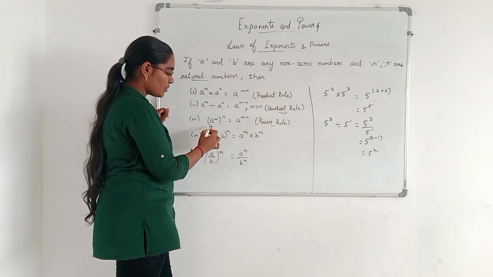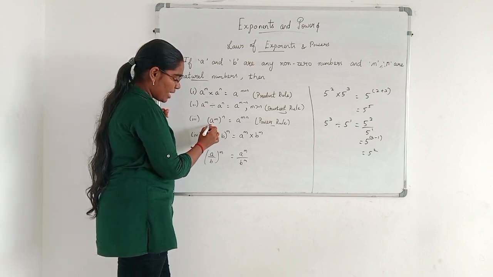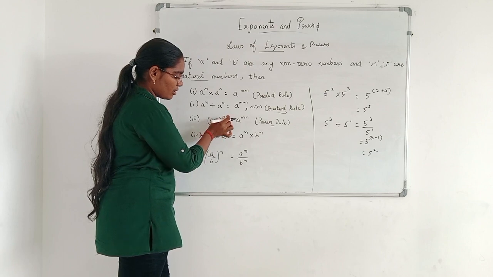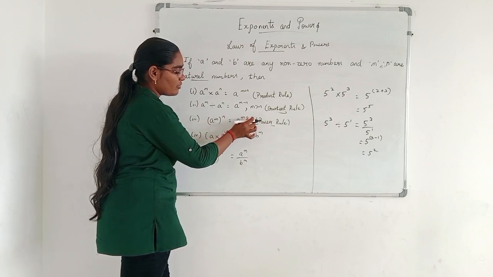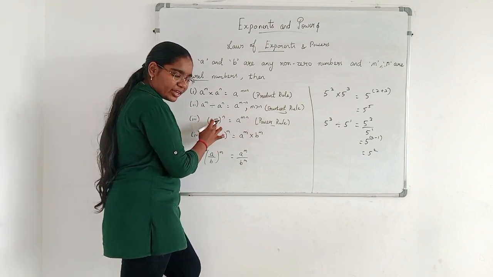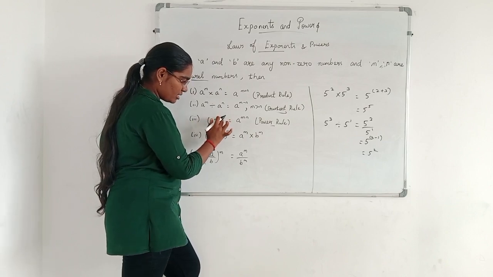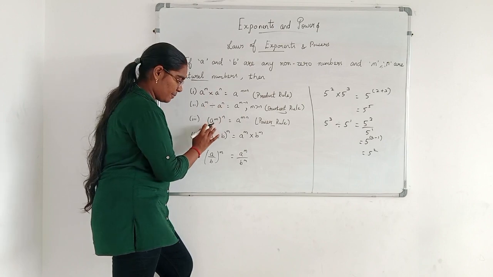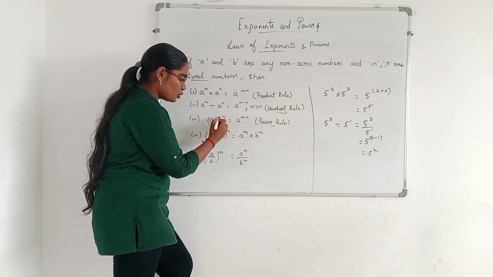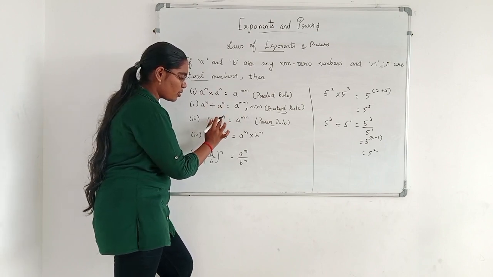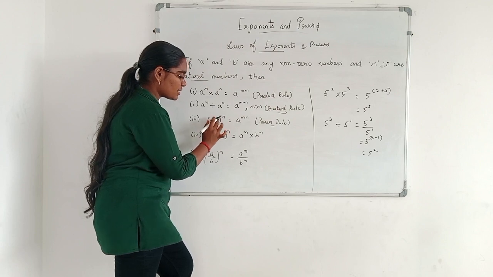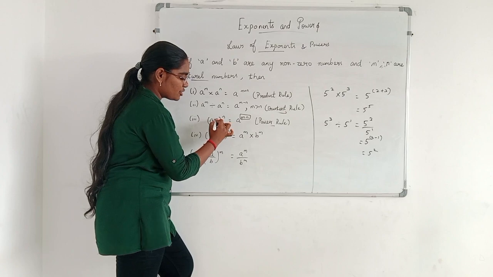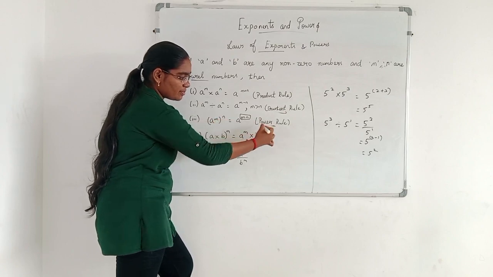Next, the third rule is the power rule. Power rule means the base is a to the power of m, whole to the power of n, equal to a to the power of mn. That means the base is a, and there are two exponents. Those two exponents are in multiplication, so you can multiply these two powers. This is known as the power rule.